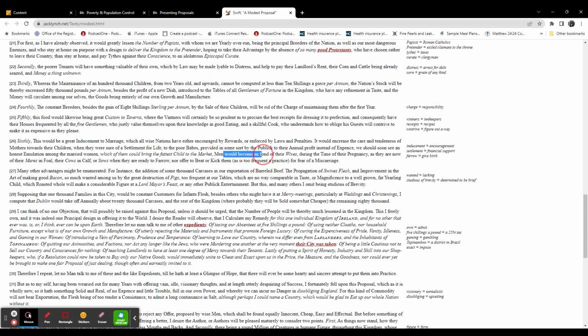Men would become as fond of their wives during the time of their pregnancy as they are now of their mares and fowl, cows and calves, sows when they are ready to farrow, and would not offer to beat or kick them for fear of a miscarriage. So now that we know that we're breeders and we can sell our children at a year old, right? The man is not going to do that much to try to beat the wife because that's product now. And product is going to produce some sort of profit.